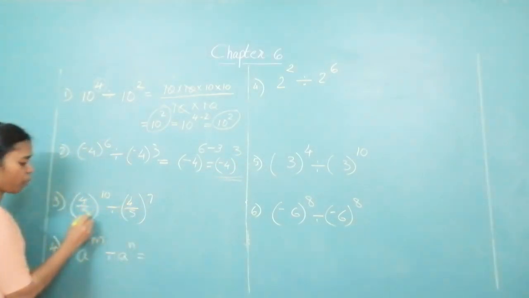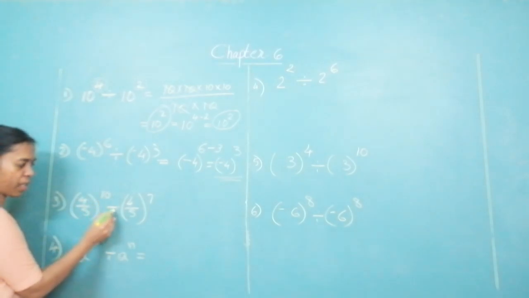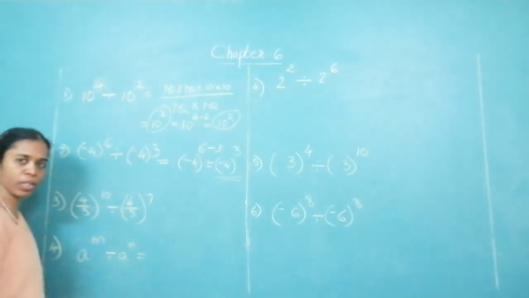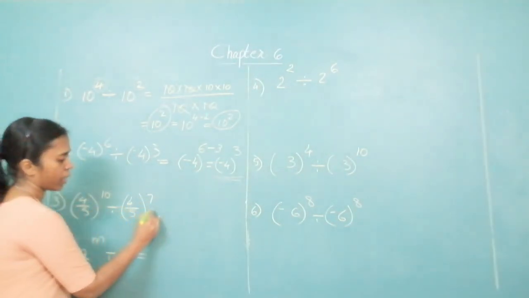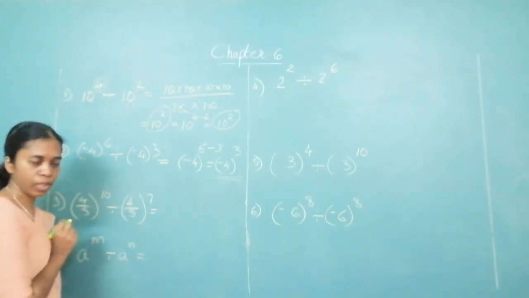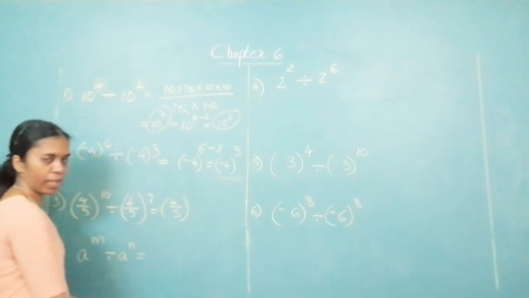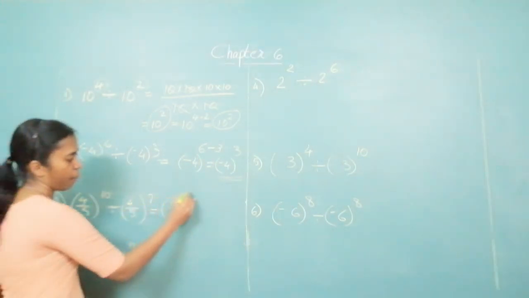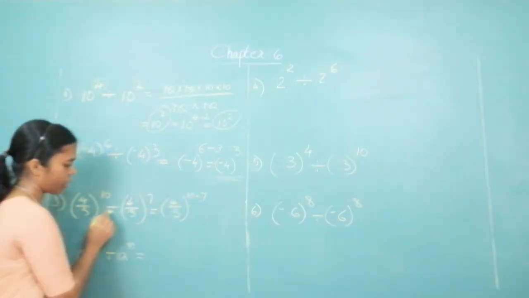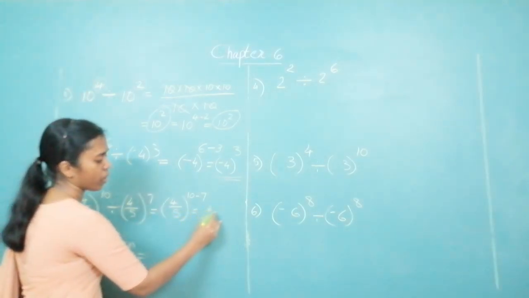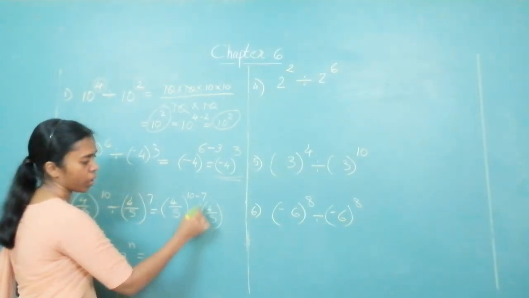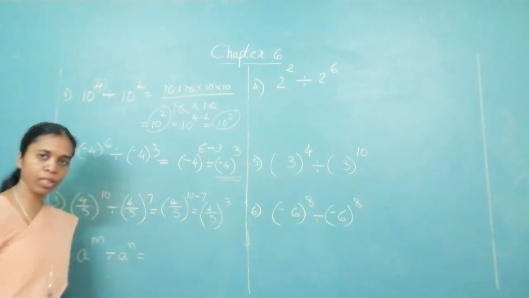Look here, (4/5)^10 divided by (4/5)^7. You can see the base is same. So can you tell me what will be the answer? Write the base as it is first, 4/5, then 10 minus 7 since it is division. So what do you get over here? (4/5)^3, since 10 minus 7 is 3.